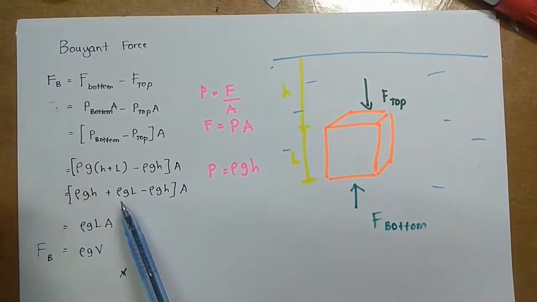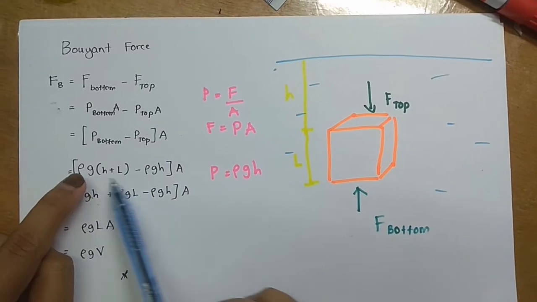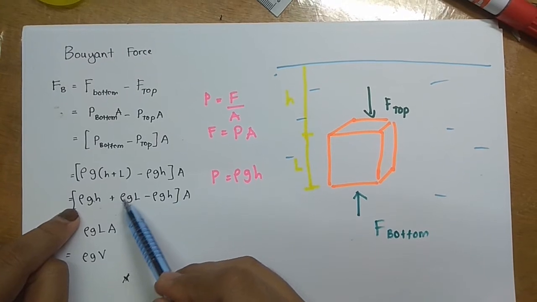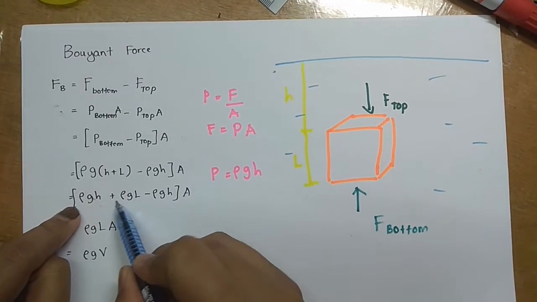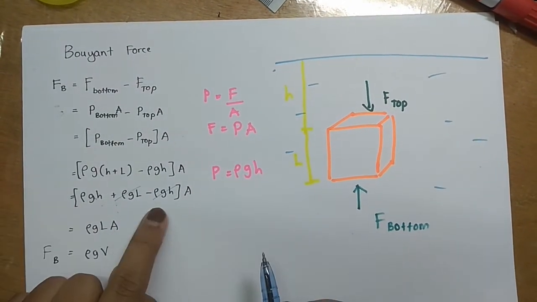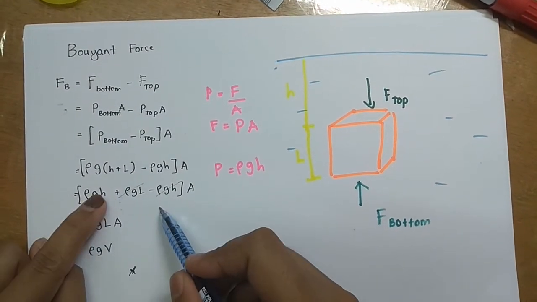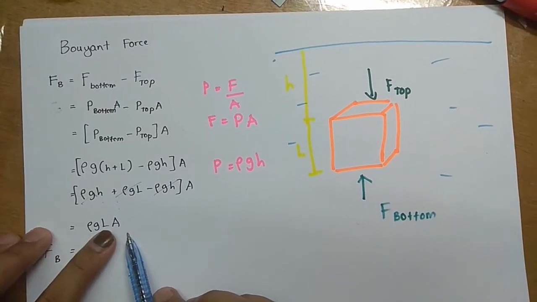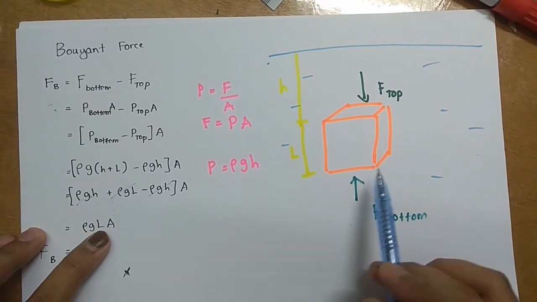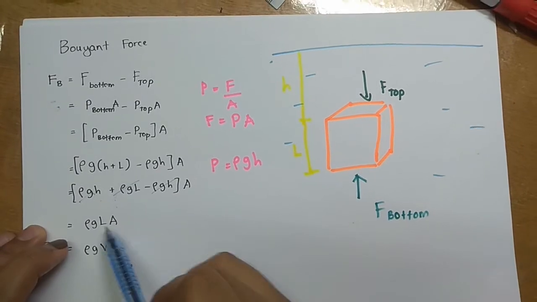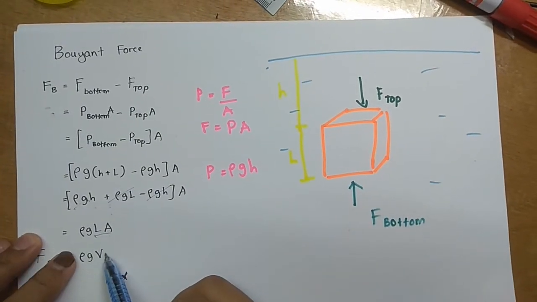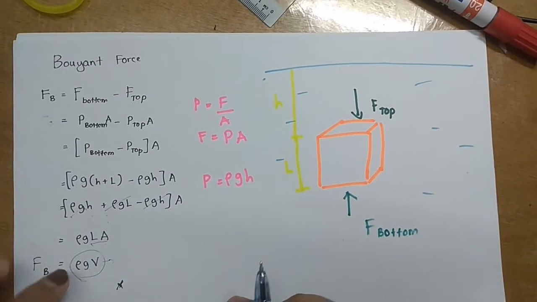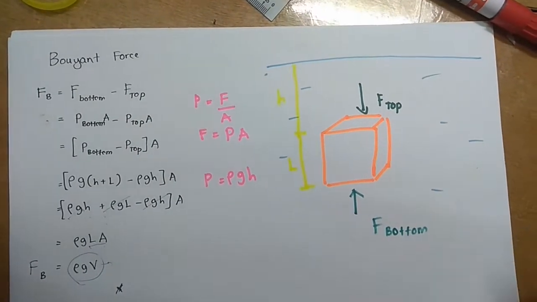And then times A. Then we expand this equation, and we can cancel the positive and negative terms here, and we are left with rho g, the length, as well as the area of the surface of this object. This length times area is equal to volume. And this is the final formula for the buoyant force. Thank you.